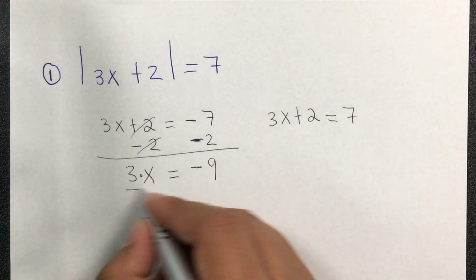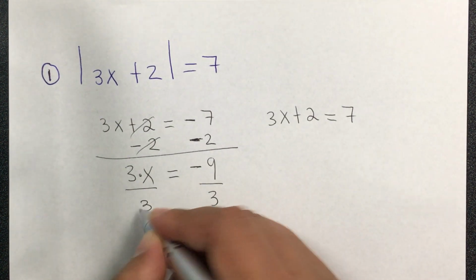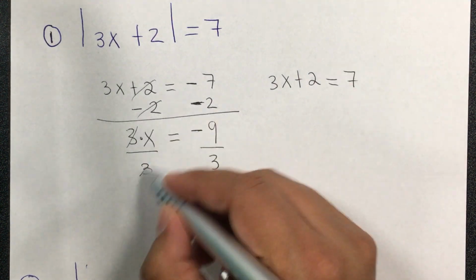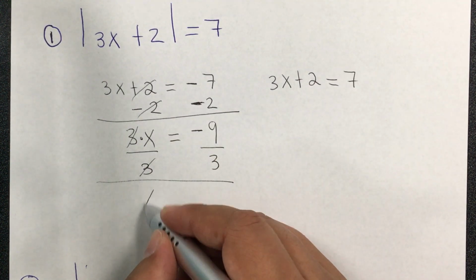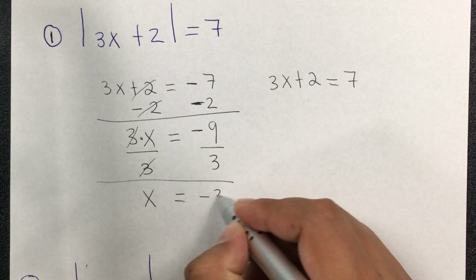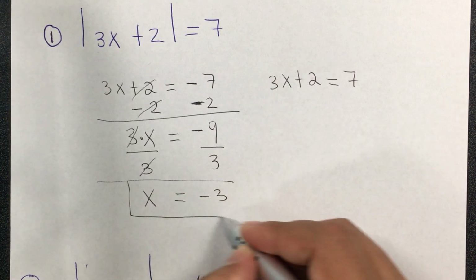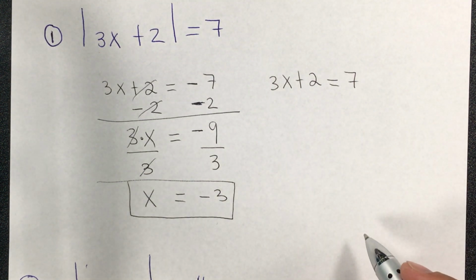Finally, if we're multiplying, the opposite is to divide by 3. This cancels, and x is equal to -3. That's one of the answers, one of the possible answers.